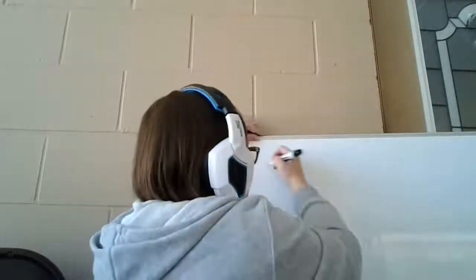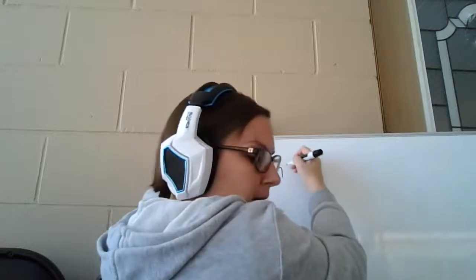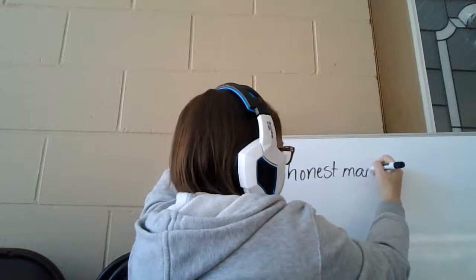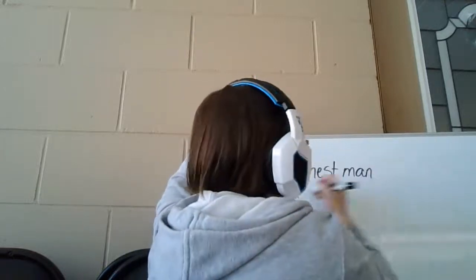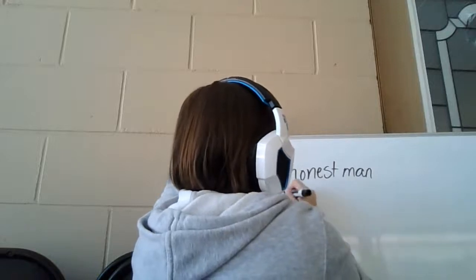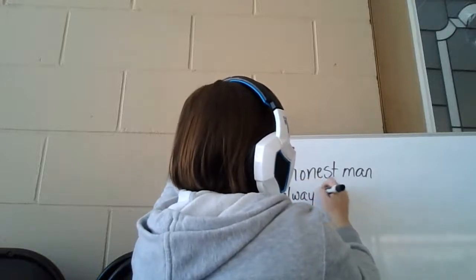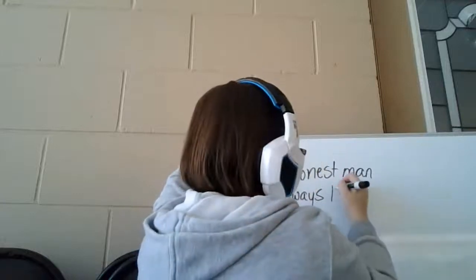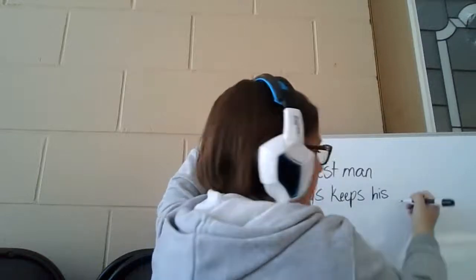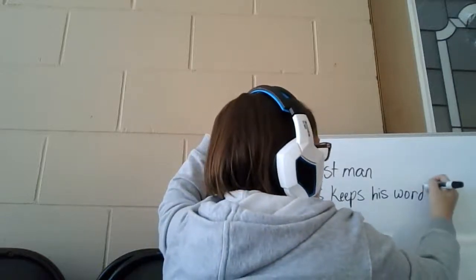Okay? So the next one, we have to find all the adjectives, including small ones. So we're going to draw lots of arrows. So look at the first one. It says, an honest man always keeps his word. Okay, we're just going to draw.